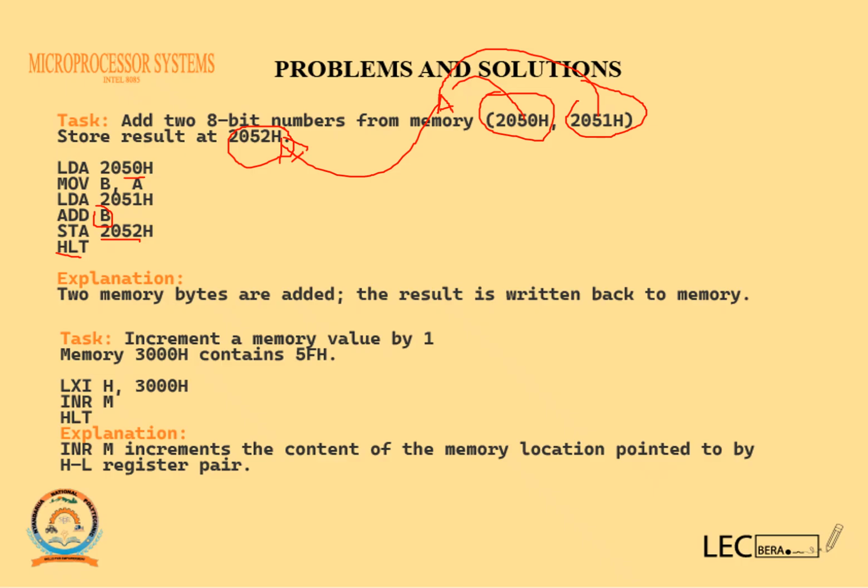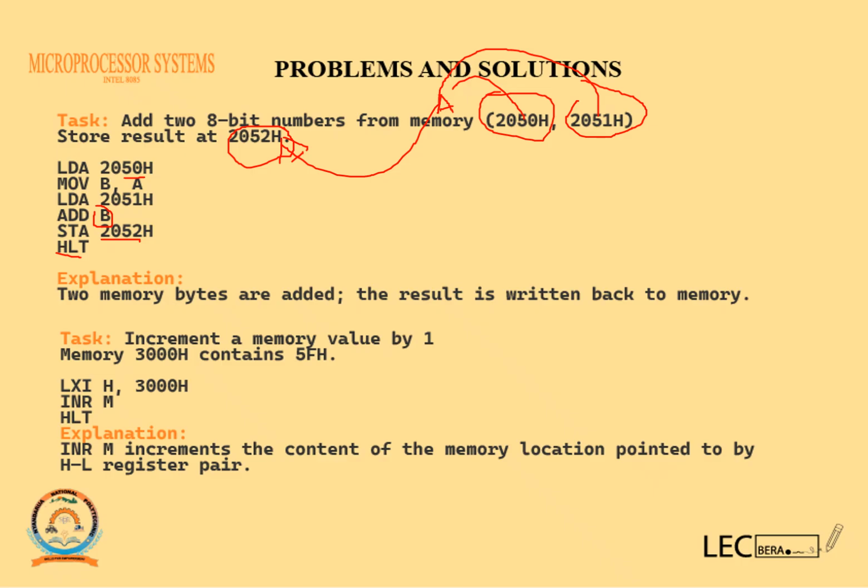So you can also be told to increment a value. So for example, here we have 5FH. So this is 5F, which is a hexadecimal number. It's found inside memory location 3000H. So we are supposed to increment this value by 1. So remember, this is a 16-bit data.